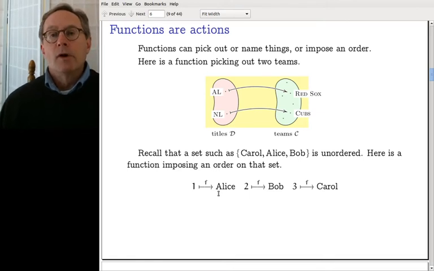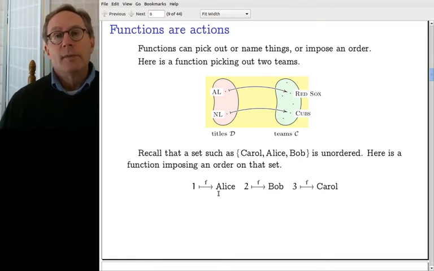The thing about functions is that the way to think of them is that functions are actions. Whereas sets are the things on which actions occur, functions are the actions that happen to those. So for example, functions can pick out or name things. Functions can impose an order, all kinds of things like that.